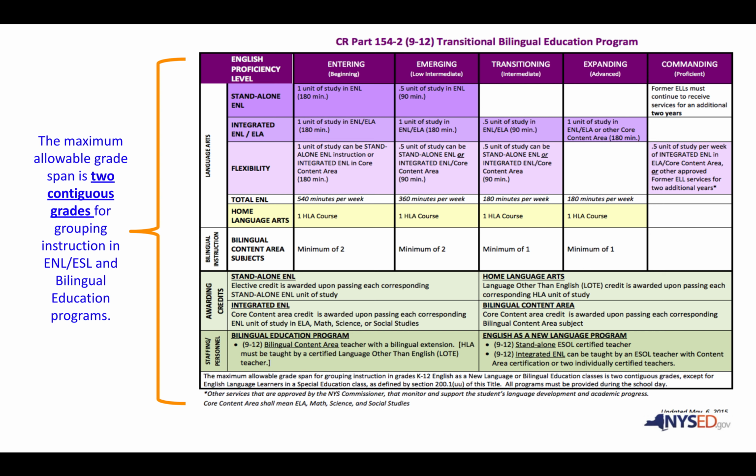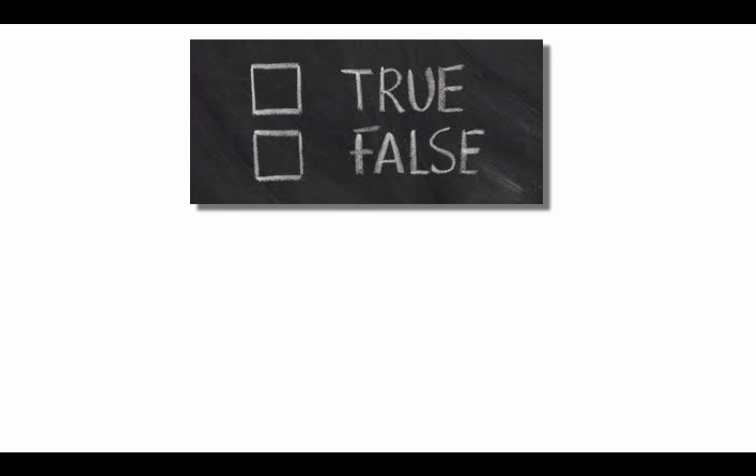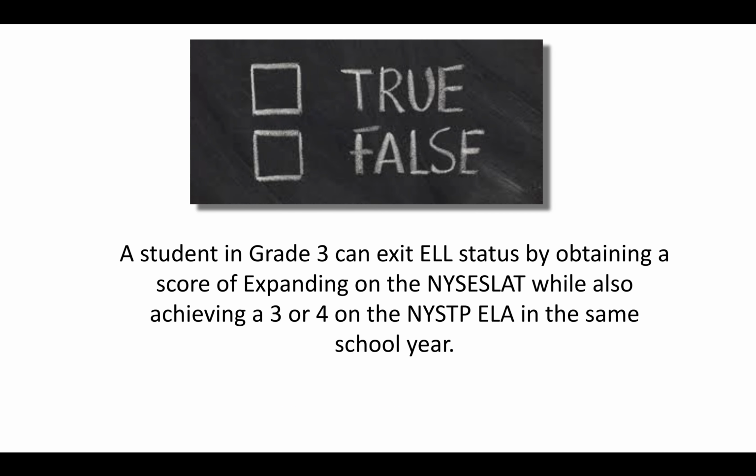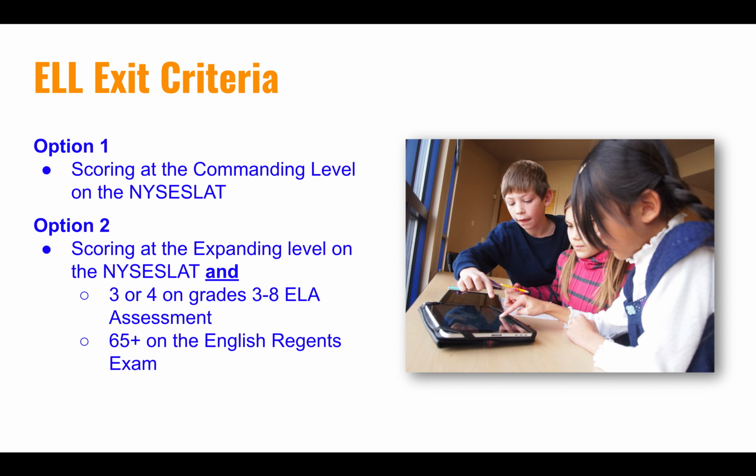True or false? A student in grade 3 can exit ELL status by obtaining a score of expanding on the NYSESLAT while also achieving a 3 or 4 on the New York State Testing Program ELA test in the same school year. And this answer is true. We're going to talk about the exit status now.